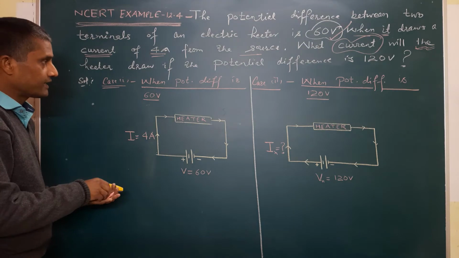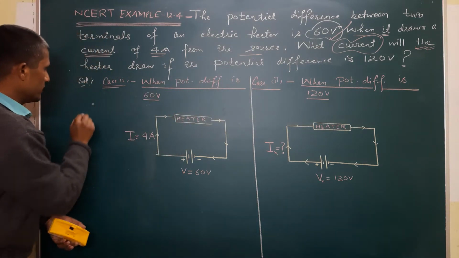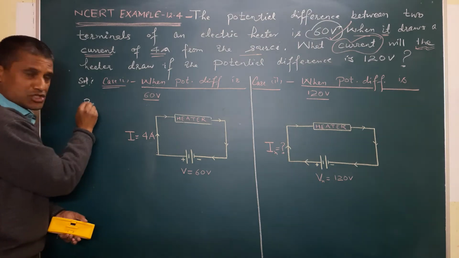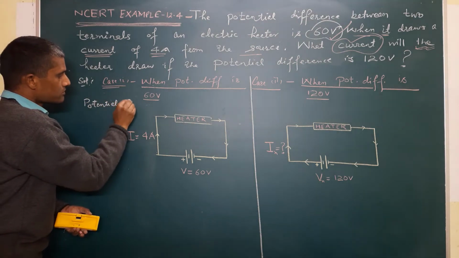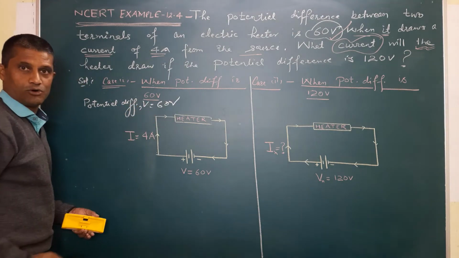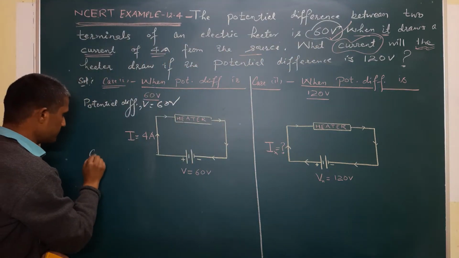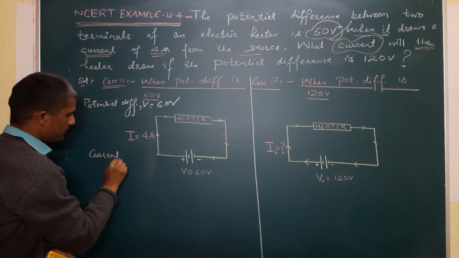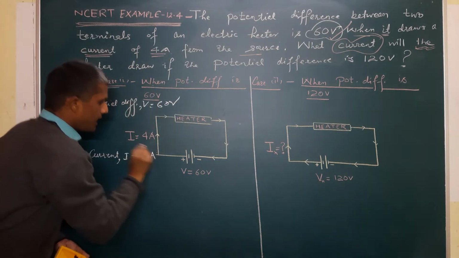So let us take whatever is given: when the potential difference is 60 volt, it is given as 60 volt, and the current which is drawn, that is current I, is equal to 4 ampere.